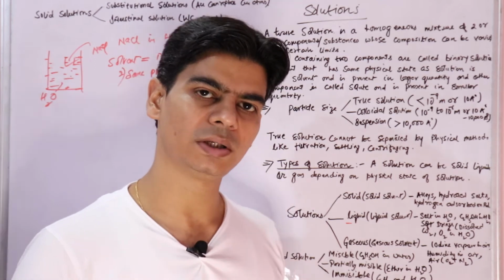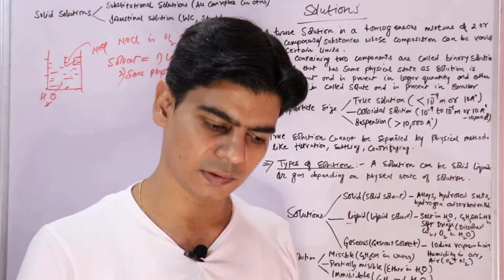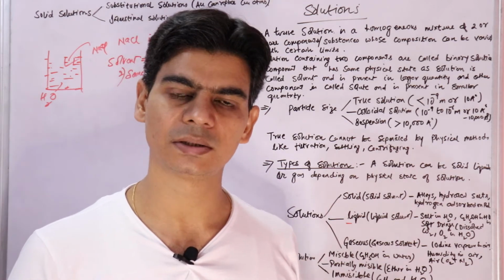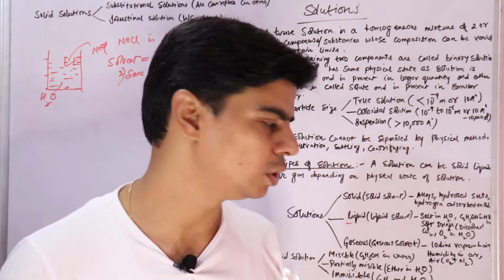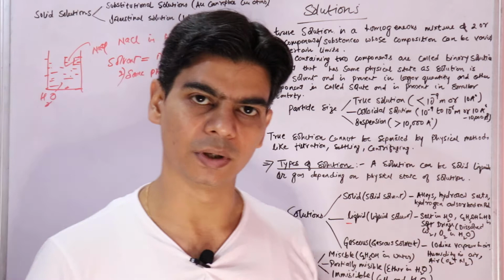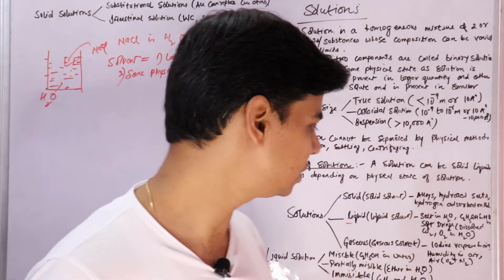Similarly, if we take the example of ethanol in water, ethanol in water is again a liquid solution, right? Wherein water is in larger quantity, so it is a solvent. Ethanol is in lesser quantity, so it is a solute. Here the solute is a liquid. Ethanol is in lesser quantity, so it's a solute. So whichever is in lesser quantity is a solute.